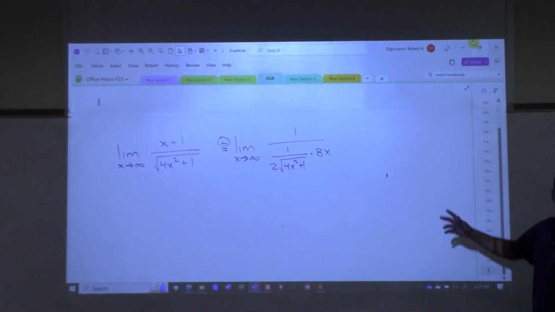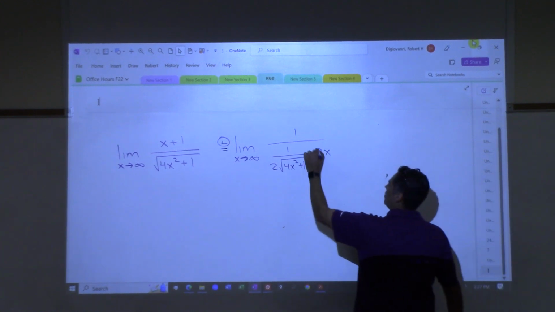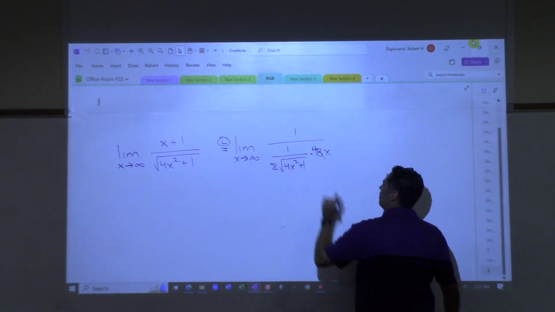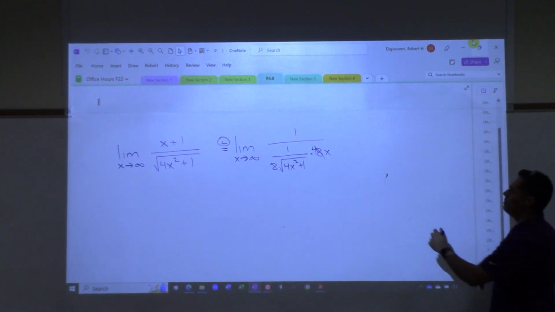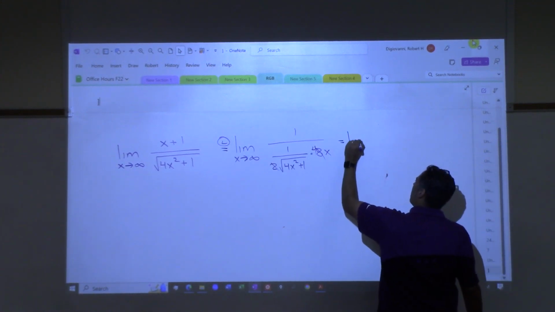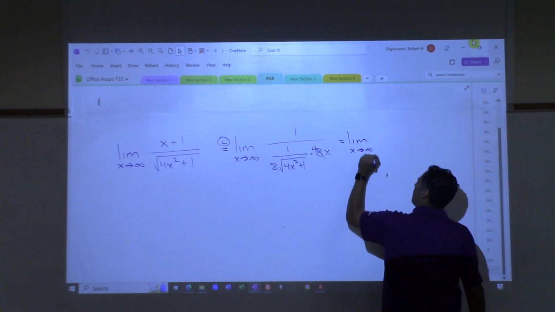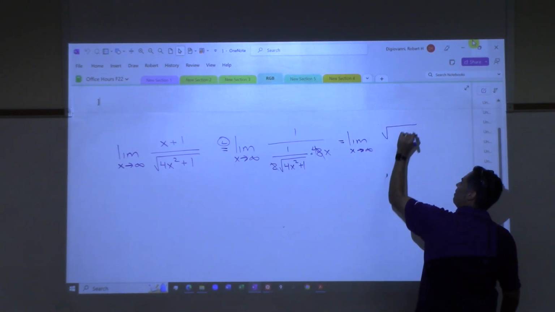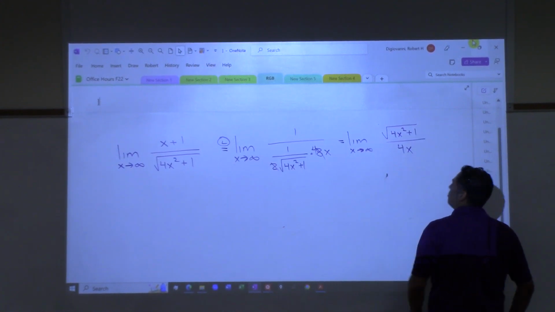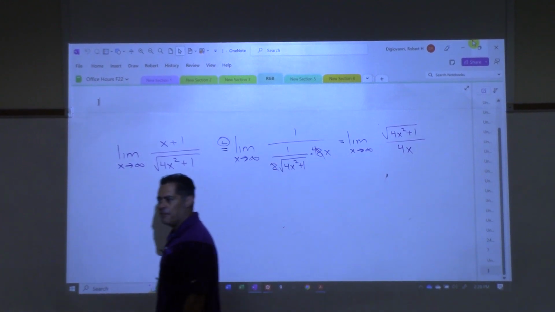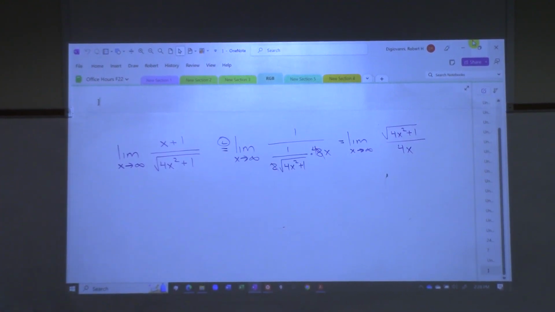Okay, now I clean that up. If you clean that up, this and this go away, you get a 4 there, right? You with me? And that's 1 over a fraction, so I can flip it. So this becomes limit as x goes to infinity of the square root of 4x² + 1 on top, and on the bottom I have 4x. And you still have infinity over infinity, right? Do y'all see what I did there? It's just 1 over a fraction, so I flipped it.